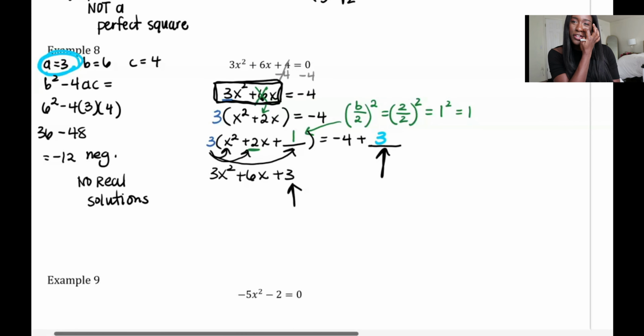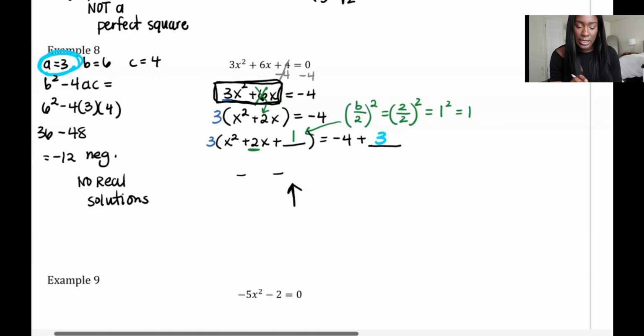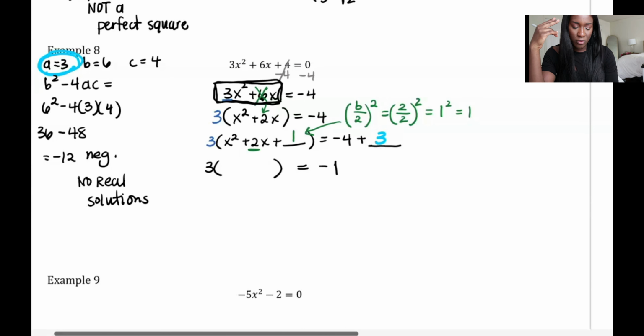Okay, so that's why I wanted to do this one with the square root method, to show you what to do when that happens. So now we're back to a regular square root method. -4 and 3 gives us -1. Sometimes I say the answers in my head. I say them out loud. I've thought of them already.